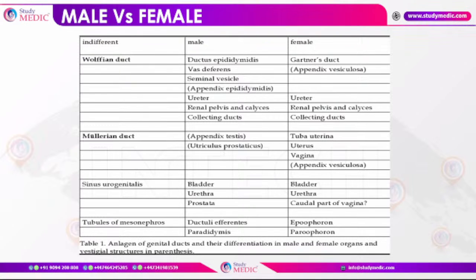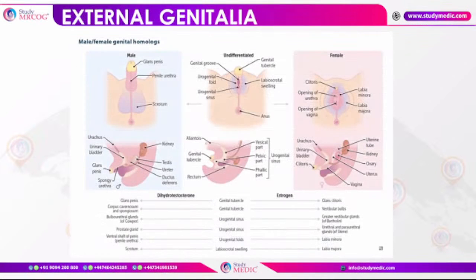Coming to the tubules of the mesonephros, this is vestigial in females, forming the epoophoron and the paroophoron, whereas in males, it's going to form the ductuli efferentes and the paradidymis. So this is all about the homologues of the internal structures in the male and the female. It's important to understand what the homologues are and also where the embryological origin of these structures is.